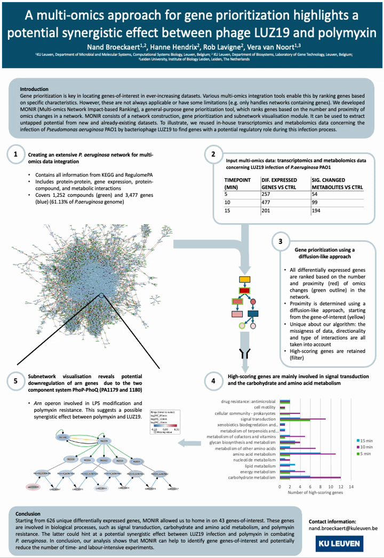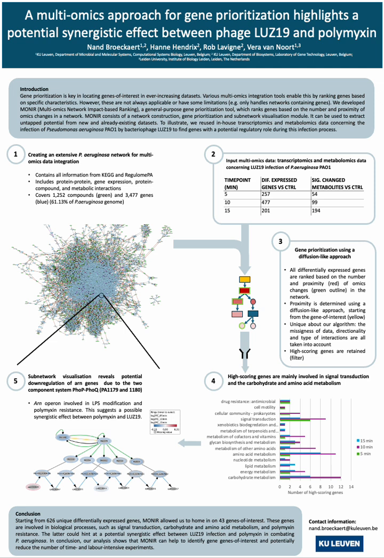In the second box, I visualize the input data. We possess both transcriptomics and metabolomics data, and specifically this data for 3 time points during infection. That is 5, 10, and 15 minutes after infection. In the second and third column, you can also see the number of differentially expressed genes and the number of significantly changing metabolites per time point. In total, we start with around 626 unique differentially expressed genes across 3 time points.